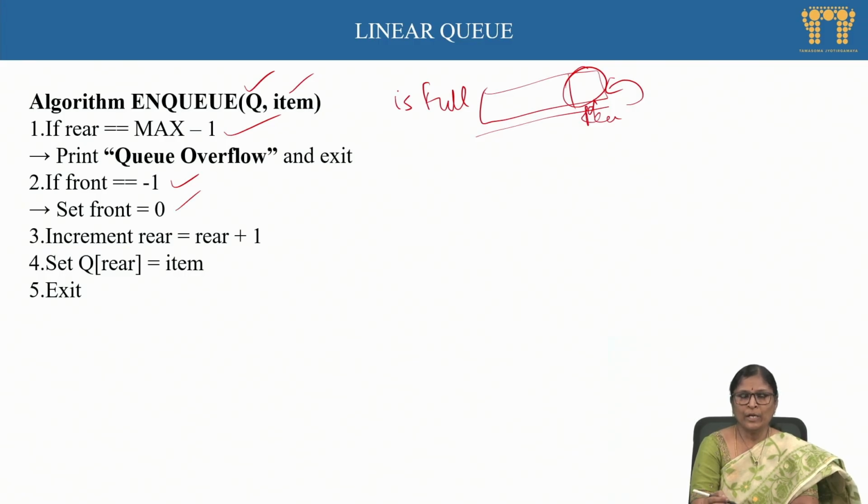If front equal to minus 1, set front equal to 0, because whenever you want to perform an enqueue operation and after that when you want to perform a dequeue operation, then you have to set front equal to 0. So here, set the front to 0.